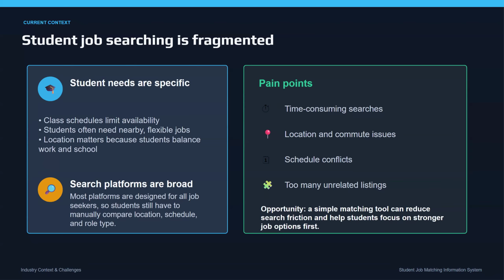So, some of the things that make it harder for students to join the job search are that it's very time consuming, they may run into various location or commute issues, there are scheduling conflicts, and many unrelated listings that don't fit what you're looking for. This opened the door to creating a simple matching tool that can reduce the search friction and help students focus on stronger, more relevant job options first.